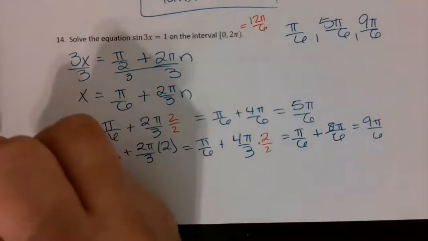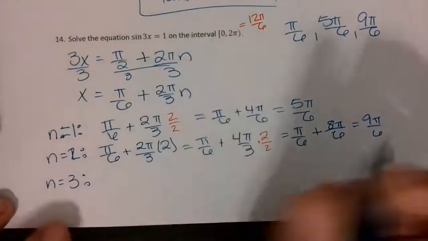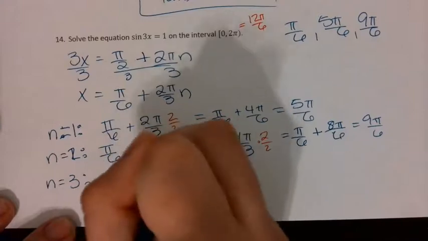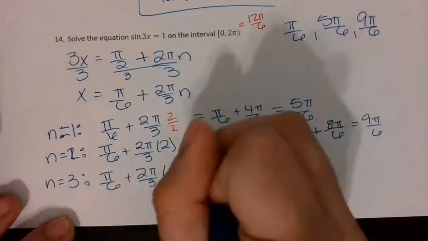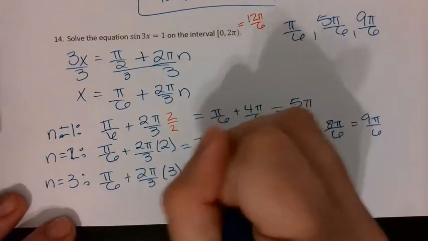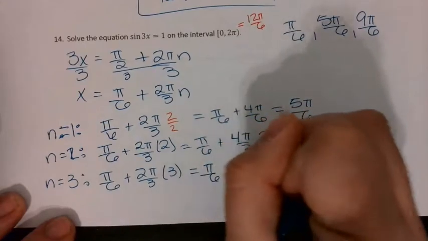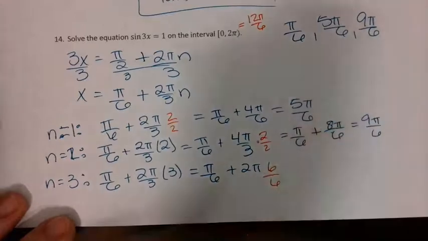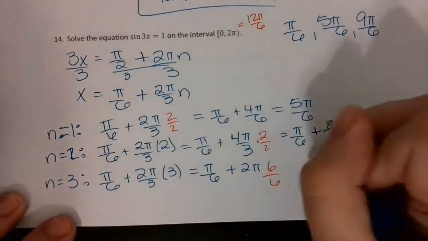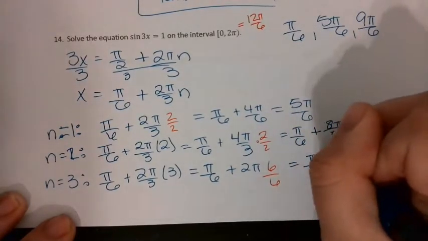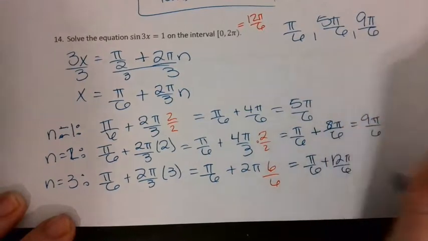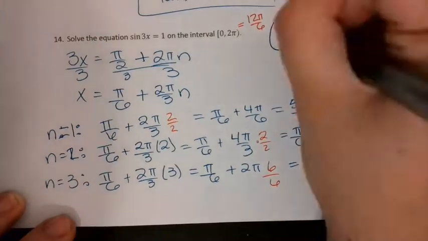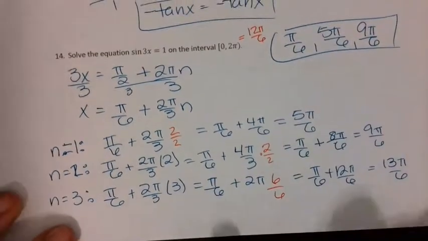Okay, then I'm going to do it for n equals 3. I have pi sixths plus 2 pi thirds times 3, which gives me pi sixths plus 2 pi. This one needs to be multiplied by 6 over 6, which gives me pi sixths plus 12 pi sixths equals 13 pi sixths. That's more than I wanted, so only these values are my answer.